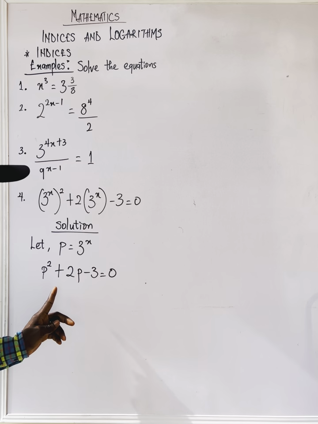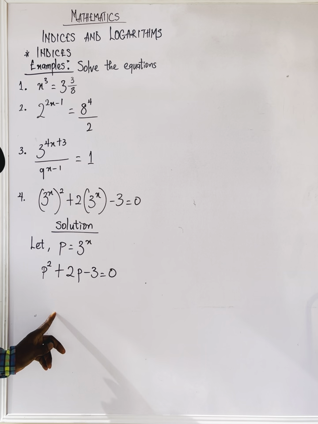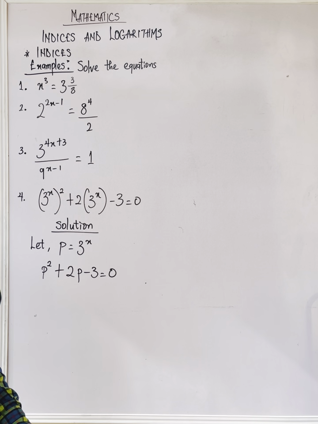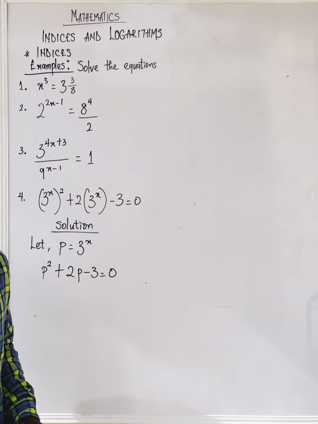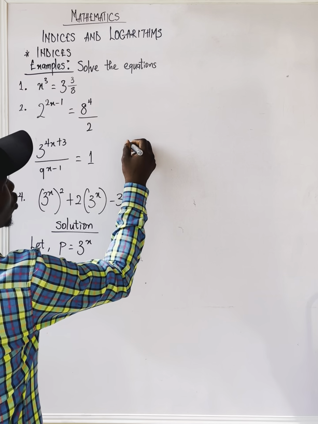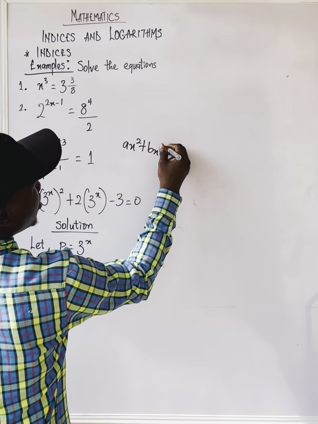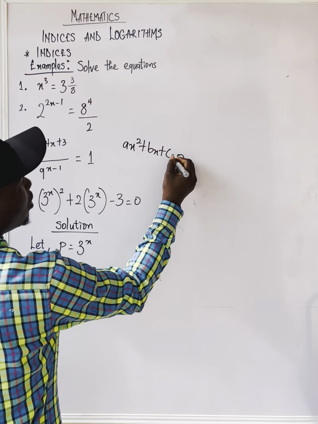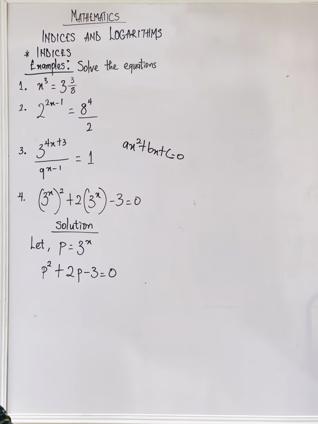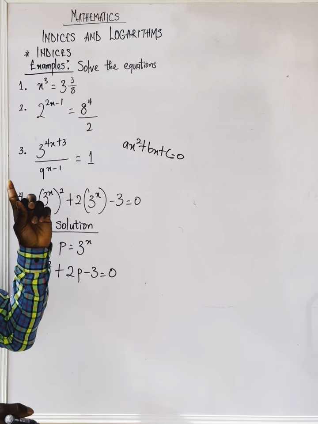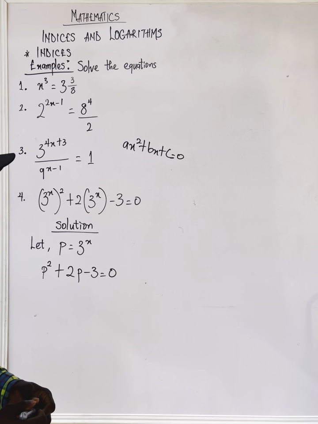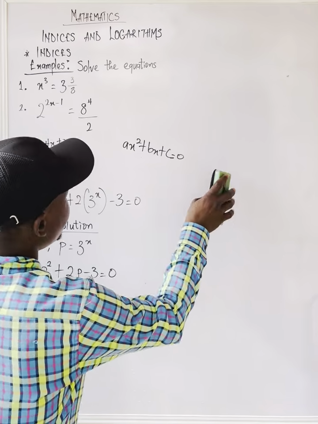So look at it now. How do we solve this question? If you look at this equation, what does it look like? It looks like a quadratic equation, right? A quadratic equation is in the form of ax squared plus bx plus c all equals to 0. So if you look at this and this, they look alike. Do you understand? They look alike. So what do we do?